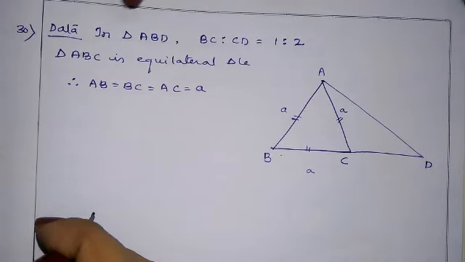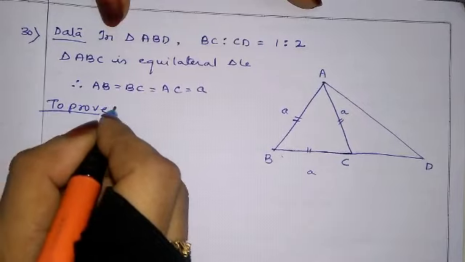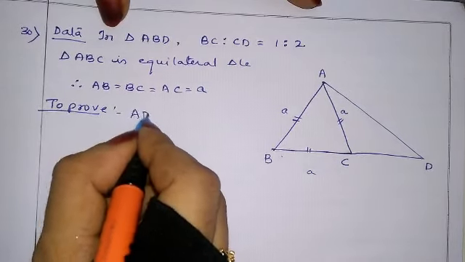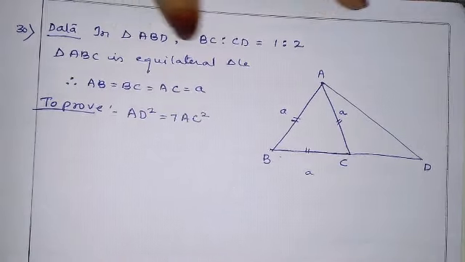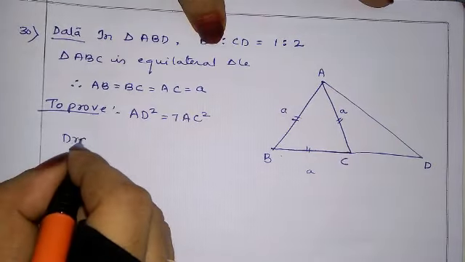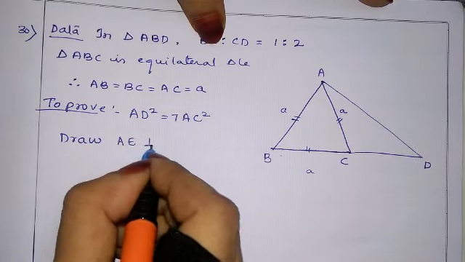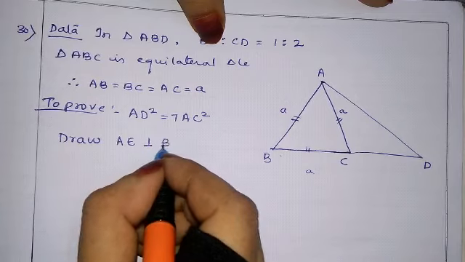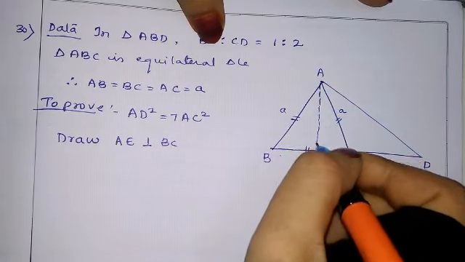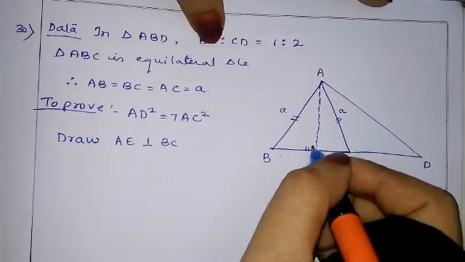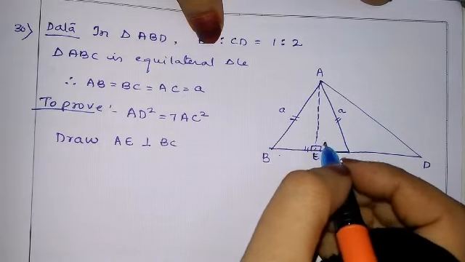Now, to prove what they have told, that AD square is equal to 7AC square, this we have to prove. To prove that, let us draw one line AE perpendicular to BC. Okay, a perpendicular divides equally.